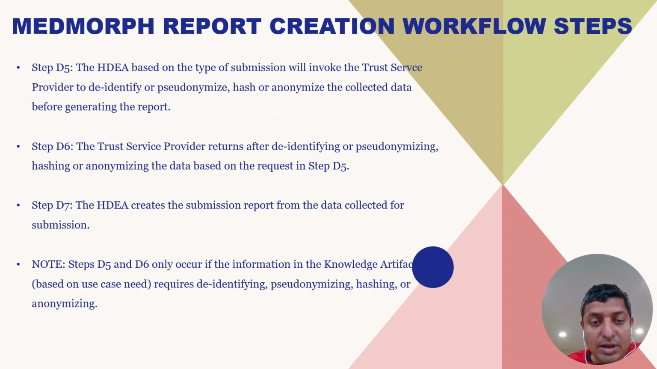The SDA, based on the type of submission, will invoke the trust services provider to de-identify or pseudonymize, hash, or anonymize the collected data before generating the report. The trust service provider returns after de-identifying or pseudonymizing, hashing, or anonymizing the data based on the request in step D5. The SDA creates a submission report from data collected for submission. Steps D5 and D6 only occur if the information in the knowledge artifact requires de-identification, pseudonymizing, hashing, or anonymizing.